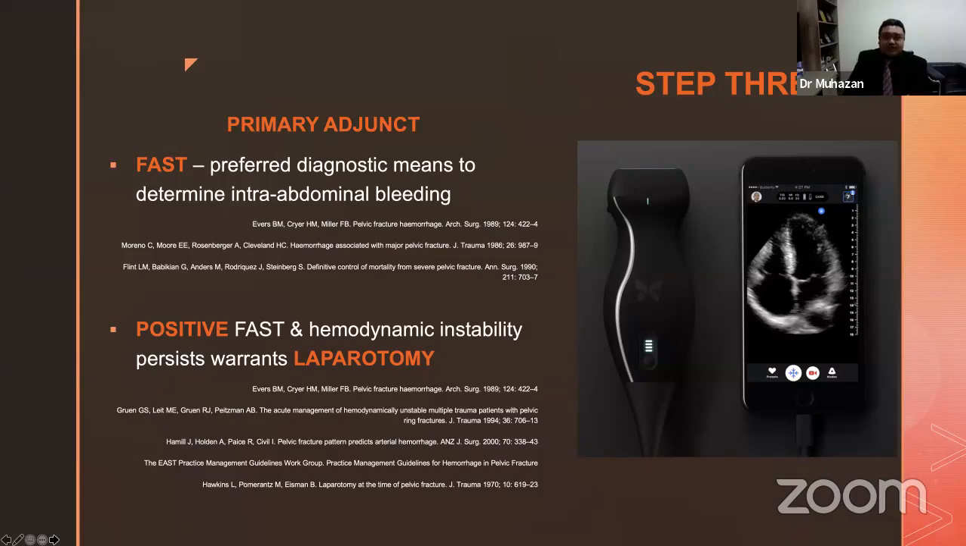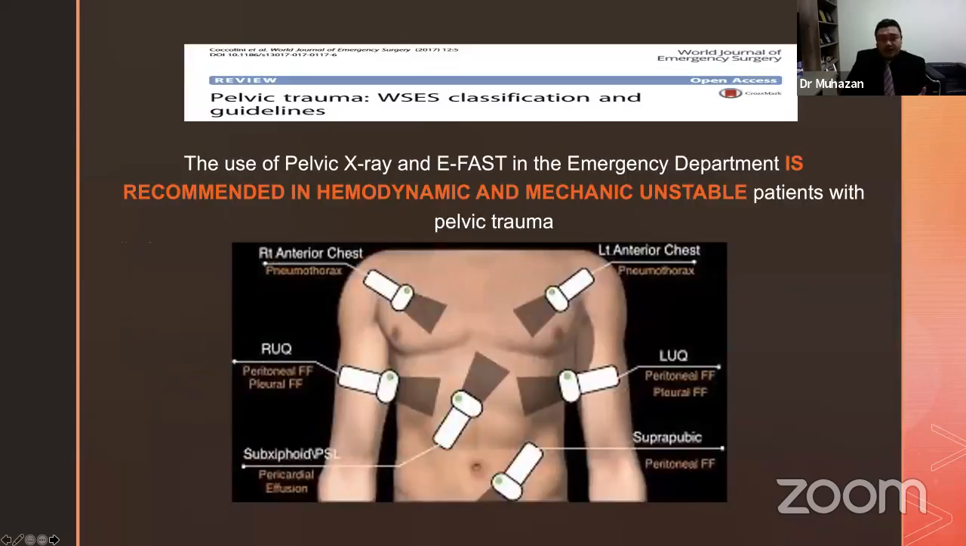All right, I think this one is quite clear cut. Everyone is well versed, not only in the emergency department, but it's done by other departments also. The FAST scan is important, and if it's positive, it's a sign that the patient warrants a laparotomy if the patient is unstable. All right. Next is the CT scan.